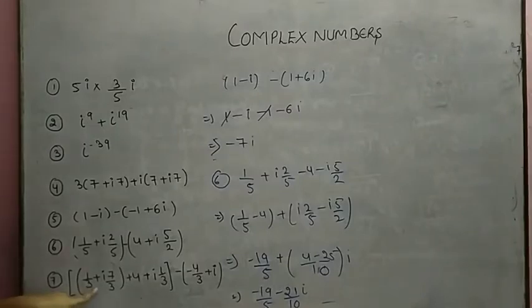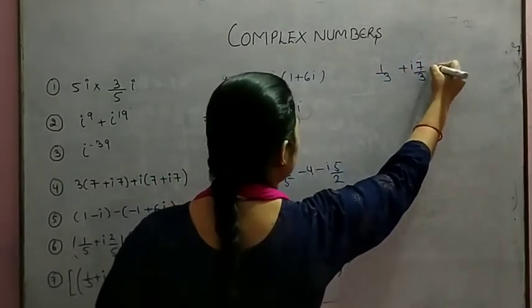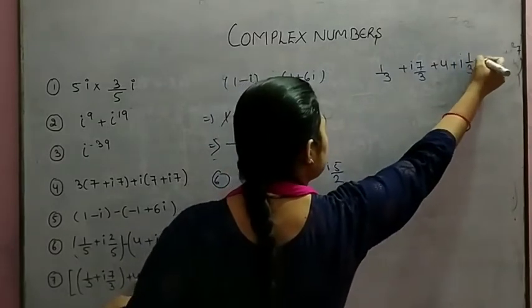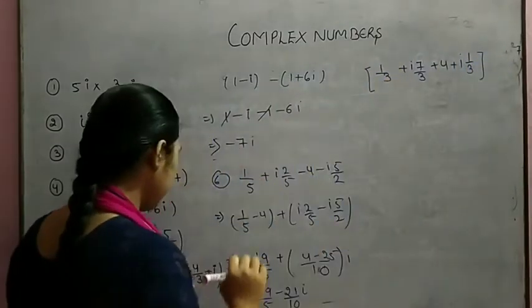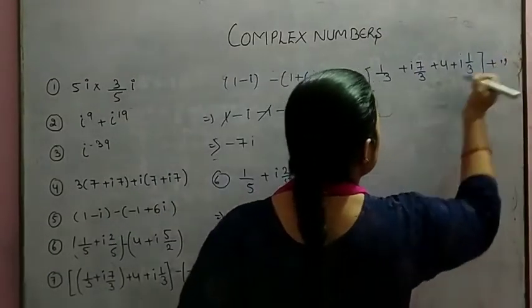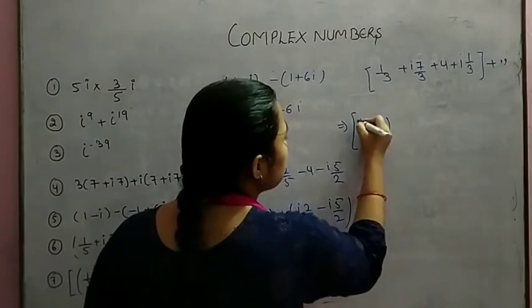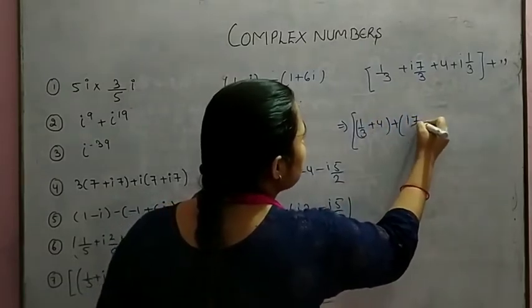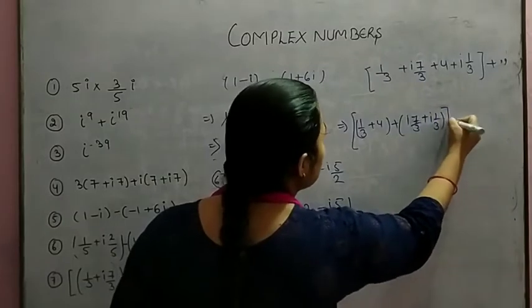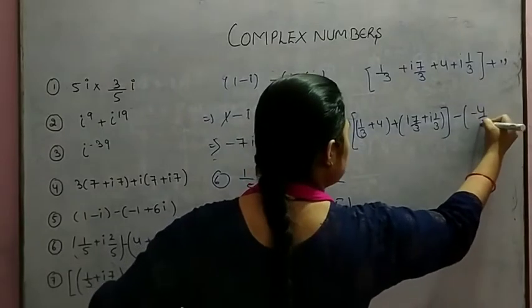This is given (1/3 + i 7/3) plus (4 + i 1/3). Firstly we have to solve this square bracket. Now remaining is minus (4/3 plus i). So the remaining is the same. So we get, just separate the real part, 1/3 plus 4 together, and then separate the imaginary part together. Correct. Now write down the remaining part as same, minus (4/3 plus i).